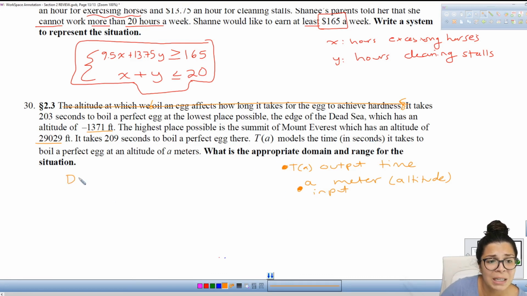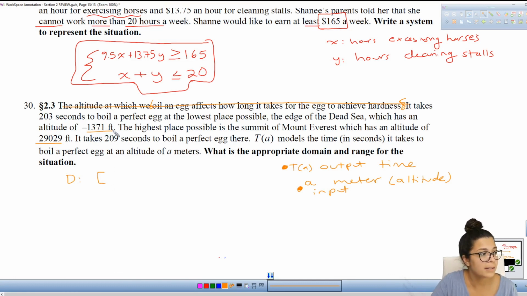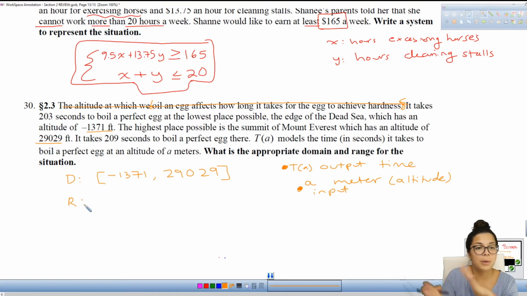Okay, well, domain is what are your possible inputs? Now the input is the meters, right? The altitude. So the smallest altitude is given to you right in the question, right? The smallest altitude is negative 1371 feet. And the highest altitude, the highest place possible for this boiling egg, is 29,029. Now the range are the possible values of the output, which is time, which is measured in seconds.